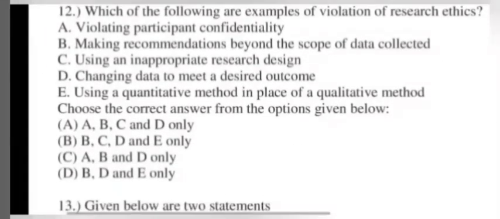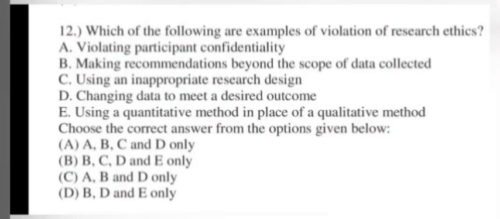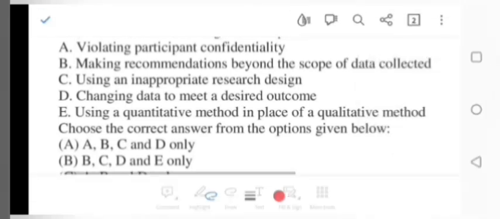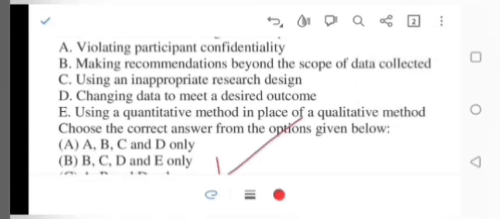12. Which of the following are examples of violation of research ethics? A, B, C, D, E. A, violating participant confidentiality. B, making recommendations beyond the scope of data collected. C, using an inappropriate research design. D, changing data to meet a desired outcome. E, using a quantitative method in place of a qualitative method. Choose one. So the correct option will be A, B and D only.